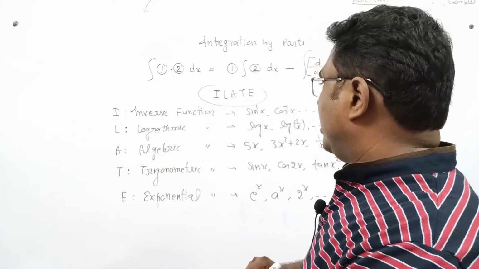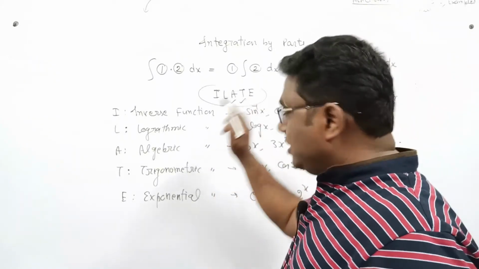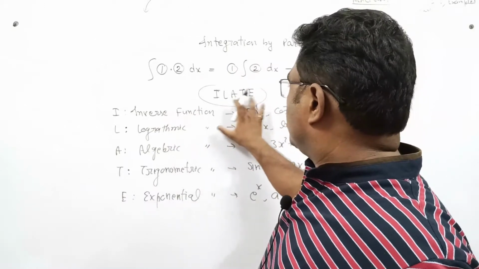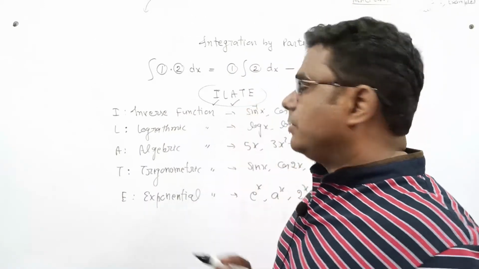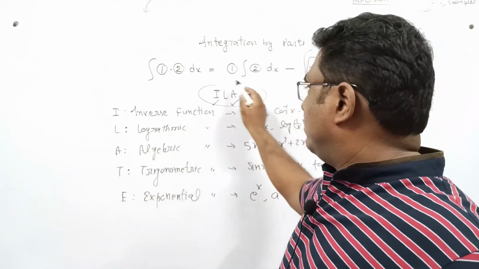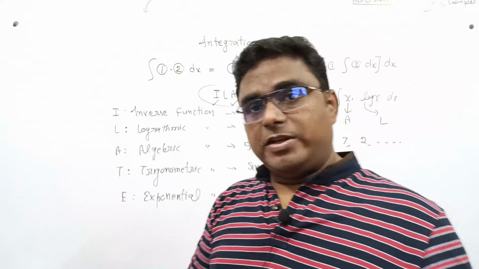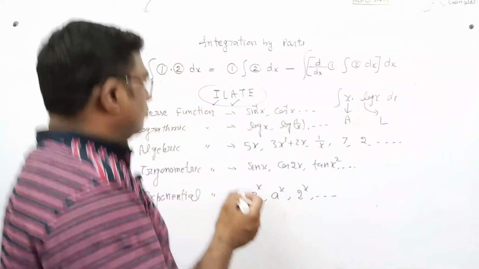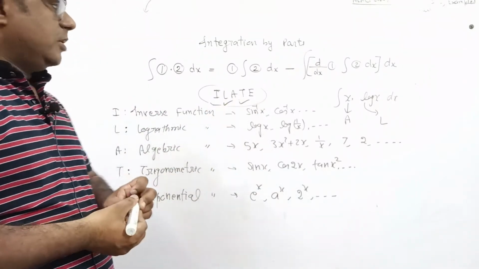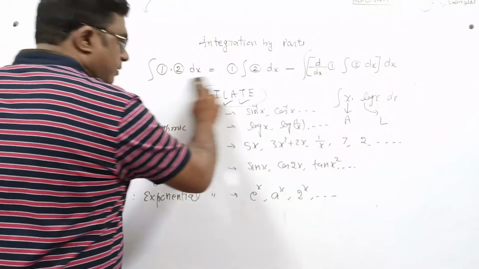Suppose in a question you have an algebraic function and a trigonometric function, then algebraic will be considered first and trigonometric will be considered second. Is that clear? Suppose in a question you have an inverse function and an algebraic function, then the inverse function will be considered first. So by the sequence of these letters we can identify which function we have to take first and which second. At last we are taking one more example. Suppose you have a logarithmic function and a trigonometric function, then which function will you consider first? You will consider the log function first and the trigonometric function second.